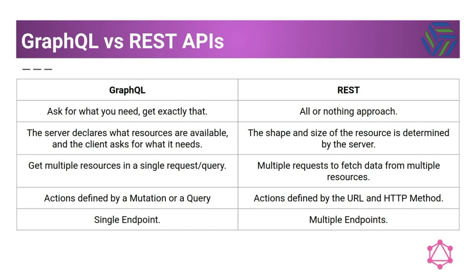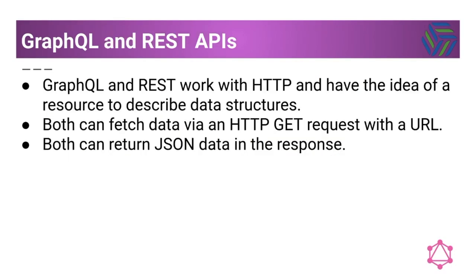In GraphQL, the actions are defined by a mutation or a query, while in REST, the actions are defined by the URL and the HTTP method. In GraphQL, you only have one endpoint, while in REST, you have multiple endpoints. So this means that in REST, you can leverage the HTTP specification for caching using URLs as the unique identifier of a resource. Now let's see some common characteristics between GraphQL and REST APIs.